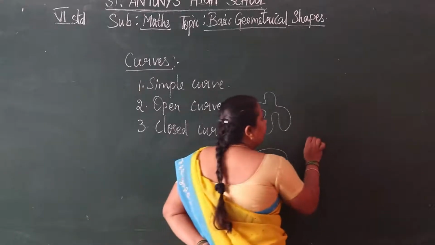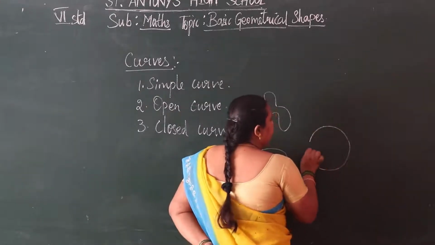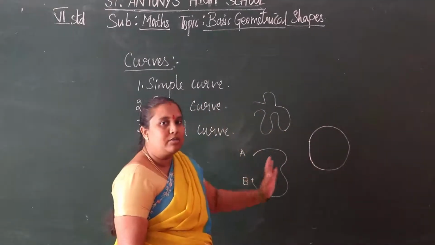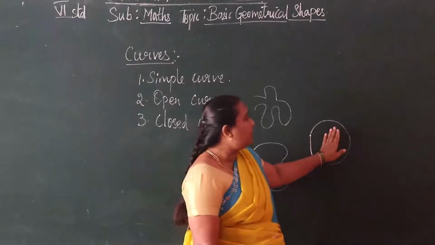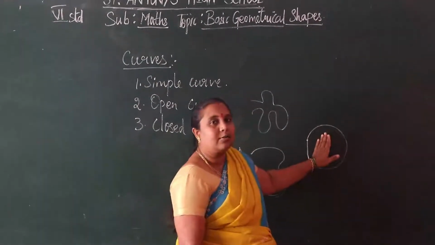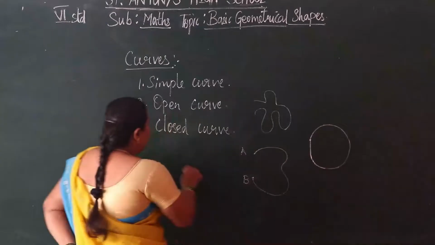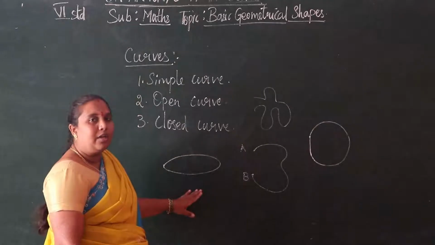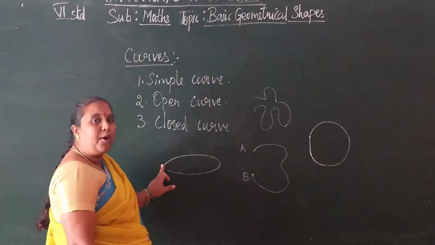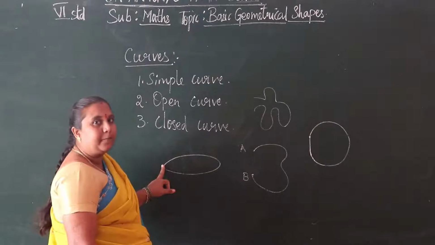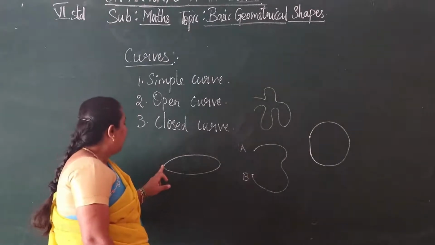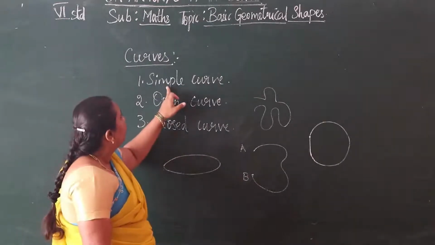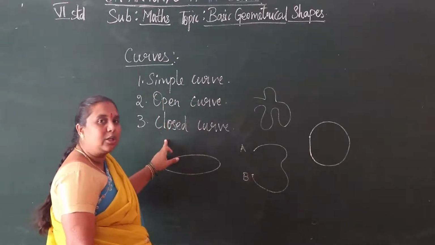And when the starting point and the end point meet at a point, we can say it is a closed curve. So this is not the only closed curve. We can draw any type. See here, like this also. So this is also a closed curve. When the starting point and end point of the curved line meet at a point, we say it is a closed curve. So here: simple curve, open curve, and closed curve.